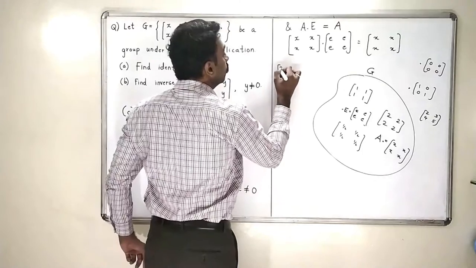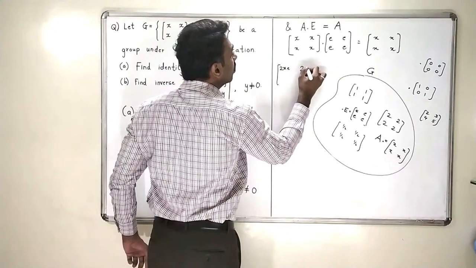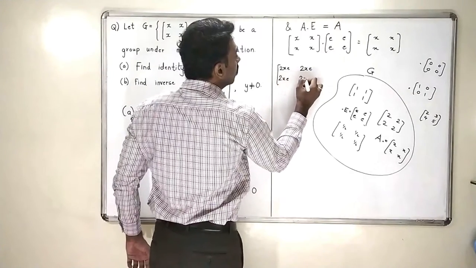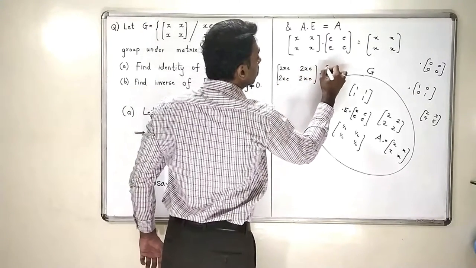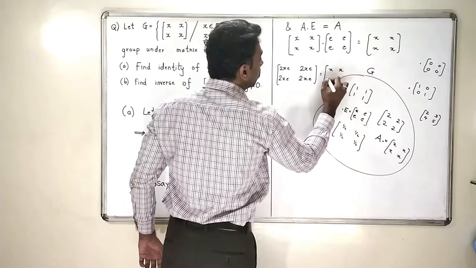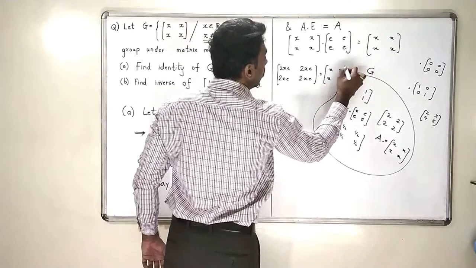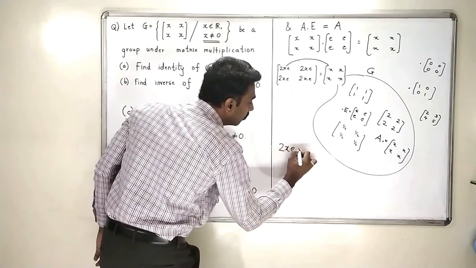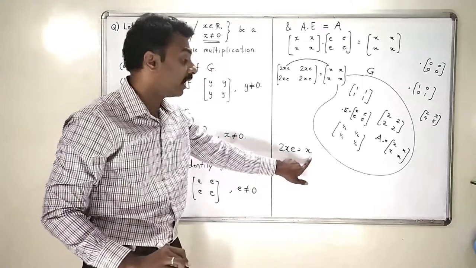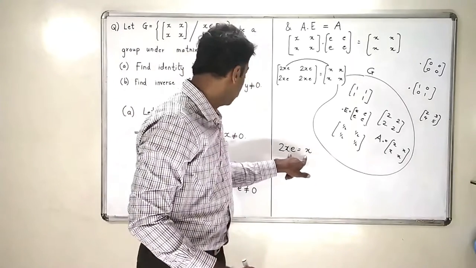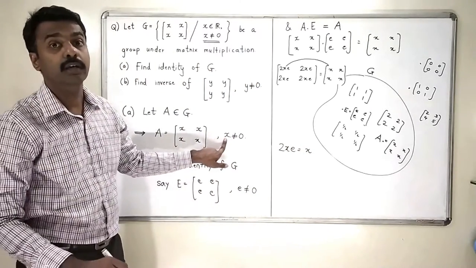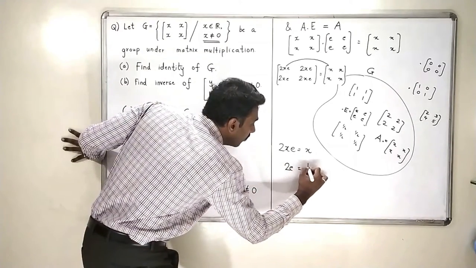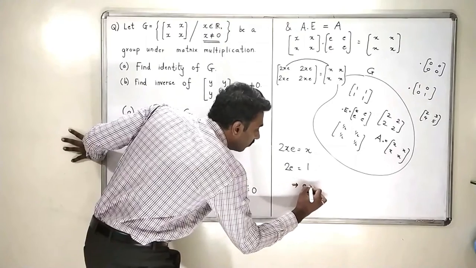So this will mean that all are 2XE. If I multiply these two matrices, this is also 2XE. 2XE is equal to how much? X, X, X, X. And this means that 2XE must be equal to how much? X. Can I cancel the X on both sides? Yes, I can cancel the X on both sides because X is not equal to 0. So this means that 2E is 1 and therefore the value of E must be half.